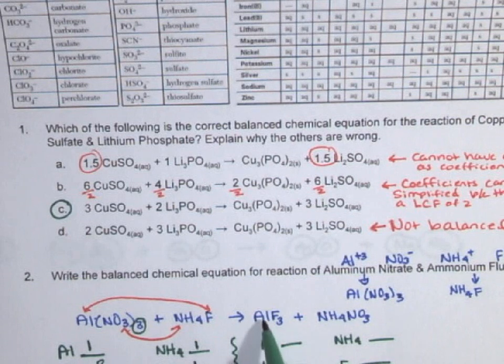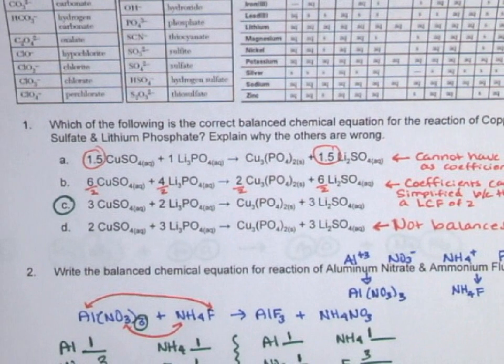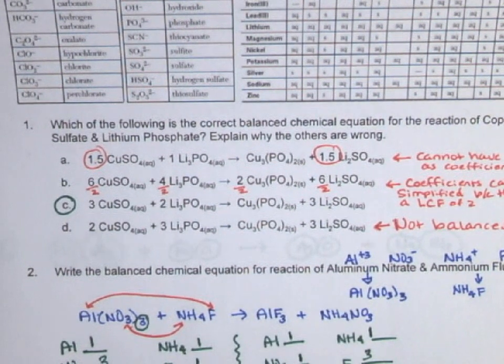Going to the product side, I have 1 aluminum. Nitrates, I have to go over here now. I have 1 of those. NH4, I have 1 of those. And then fluorine, I have 3 of those. That subscript, since it's a single type of atom, or monatomic, is what tells me how many I have. Okay, so I look at this and I see that it's not balanced.